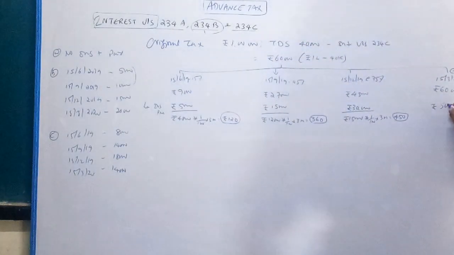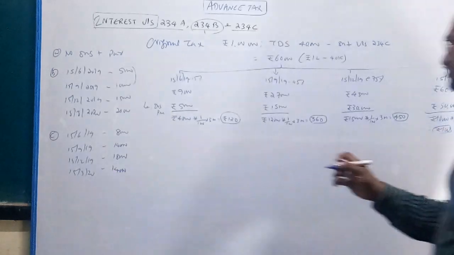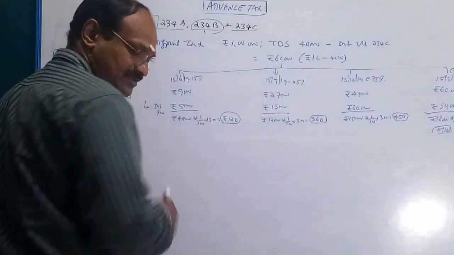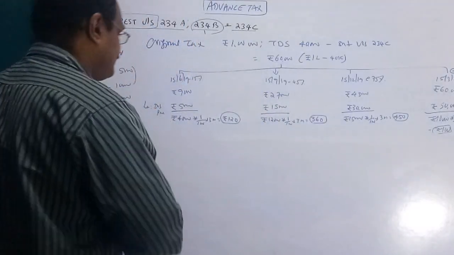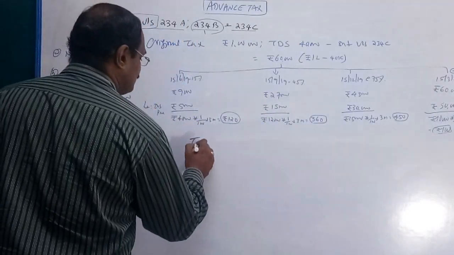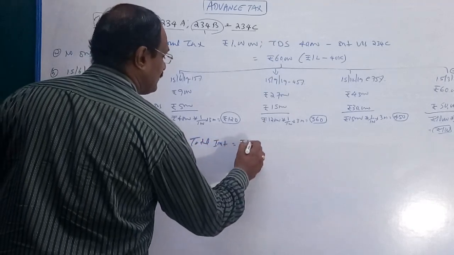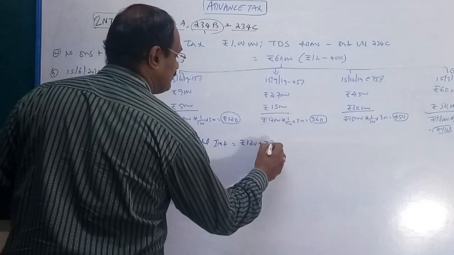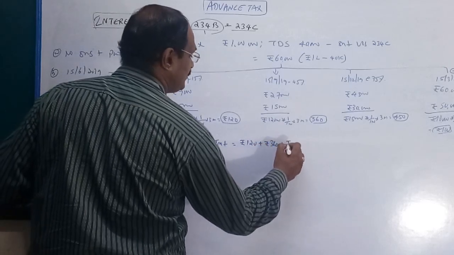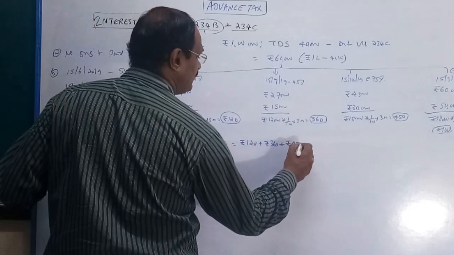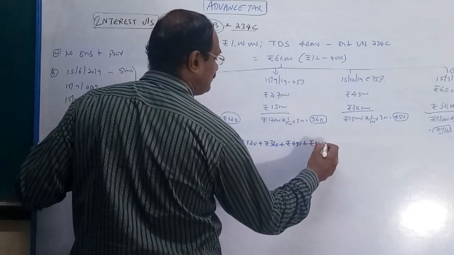50,000 paid. So the balance is 10,000 into 1%. That's all, rupees 100. So, total interest is 120 plus 360 plus 450 plus 100.